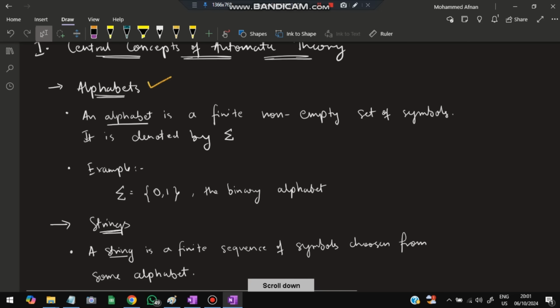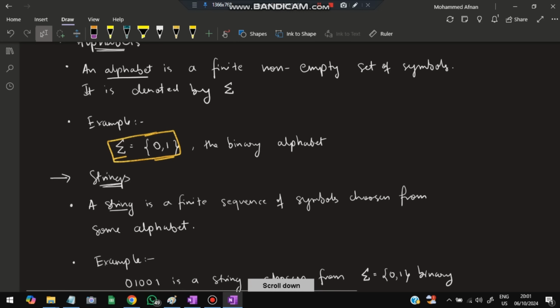An example can be given like this. Sigma is equal to {0, 1}. This is the binary alphabet. So this is called an alphabet. The set of 0 and 1, this is called an alphabet. We'll be using alphabets while drawing the automata diagrams.